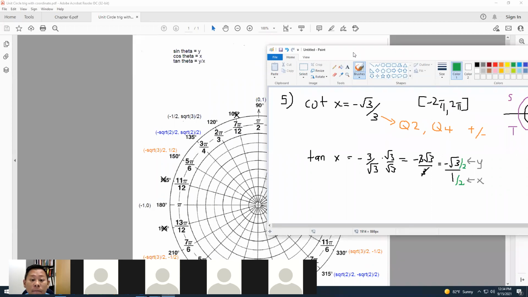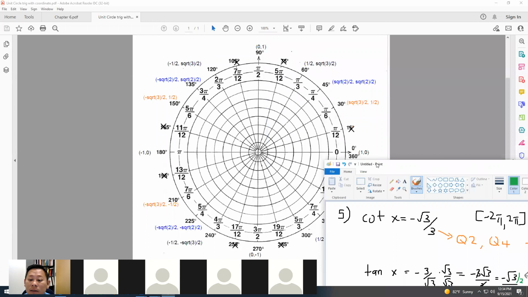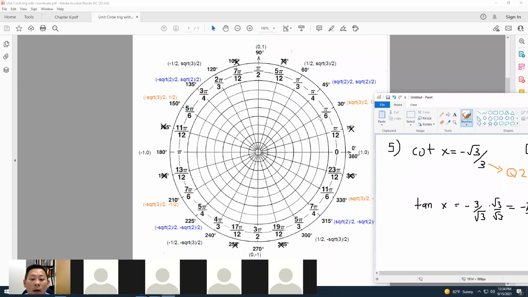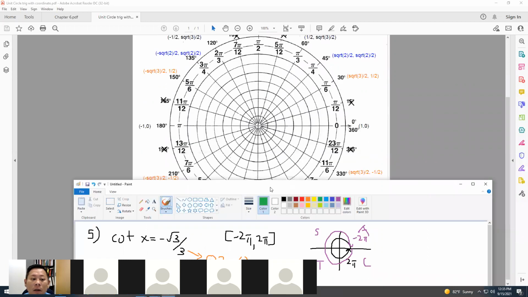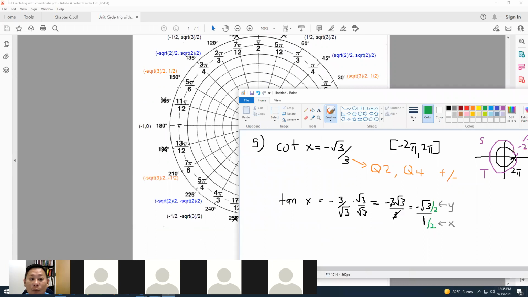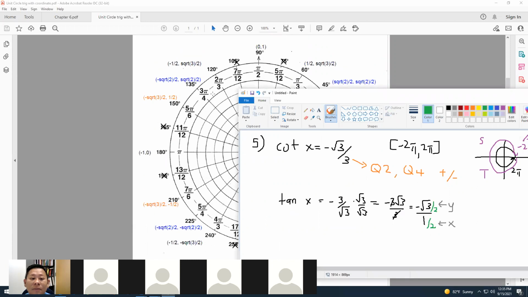5 pi over 6. And 11 pi over 6. So 5 pi over 6 will be wrong, because that's your x value, this fellow. I'm talking about y value. Then 2 pi over 3. Okay. And don't forget the negative. This negative, you can move it up and down, it doesn't matter. So your answer in this case will be this one, 2 pi over 3.